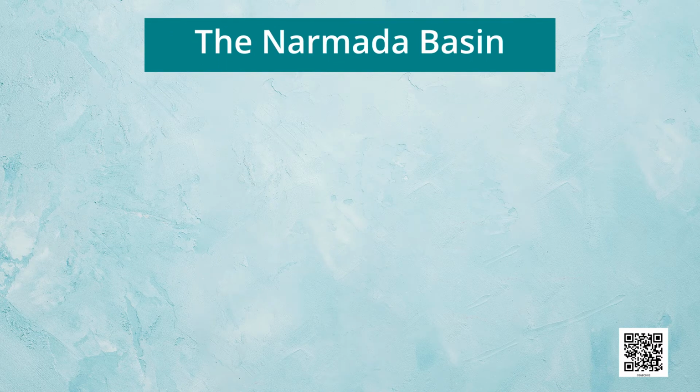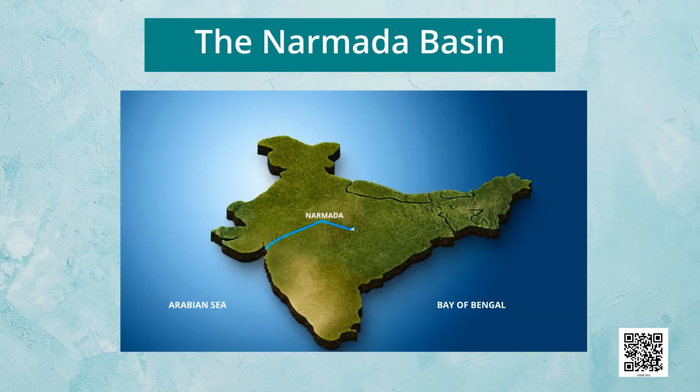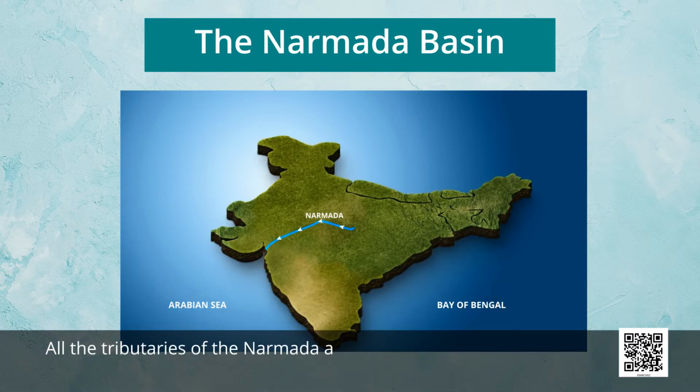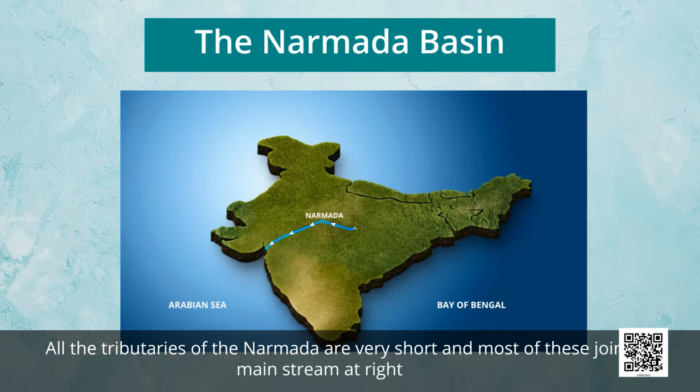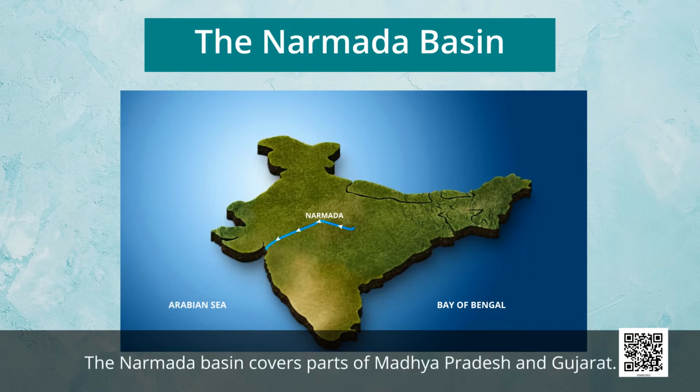The Narmada Basin. The Narmada rises in the Amarkantak Hills in Madhya Pradesh. It flows towards the west in a rift valley formed due to faulting. All the tributaries of the Narmada are very short, and most of these join the main stream at right angles. The Narmada Basin covers parts of Madhya Pradesh and Gujarat.